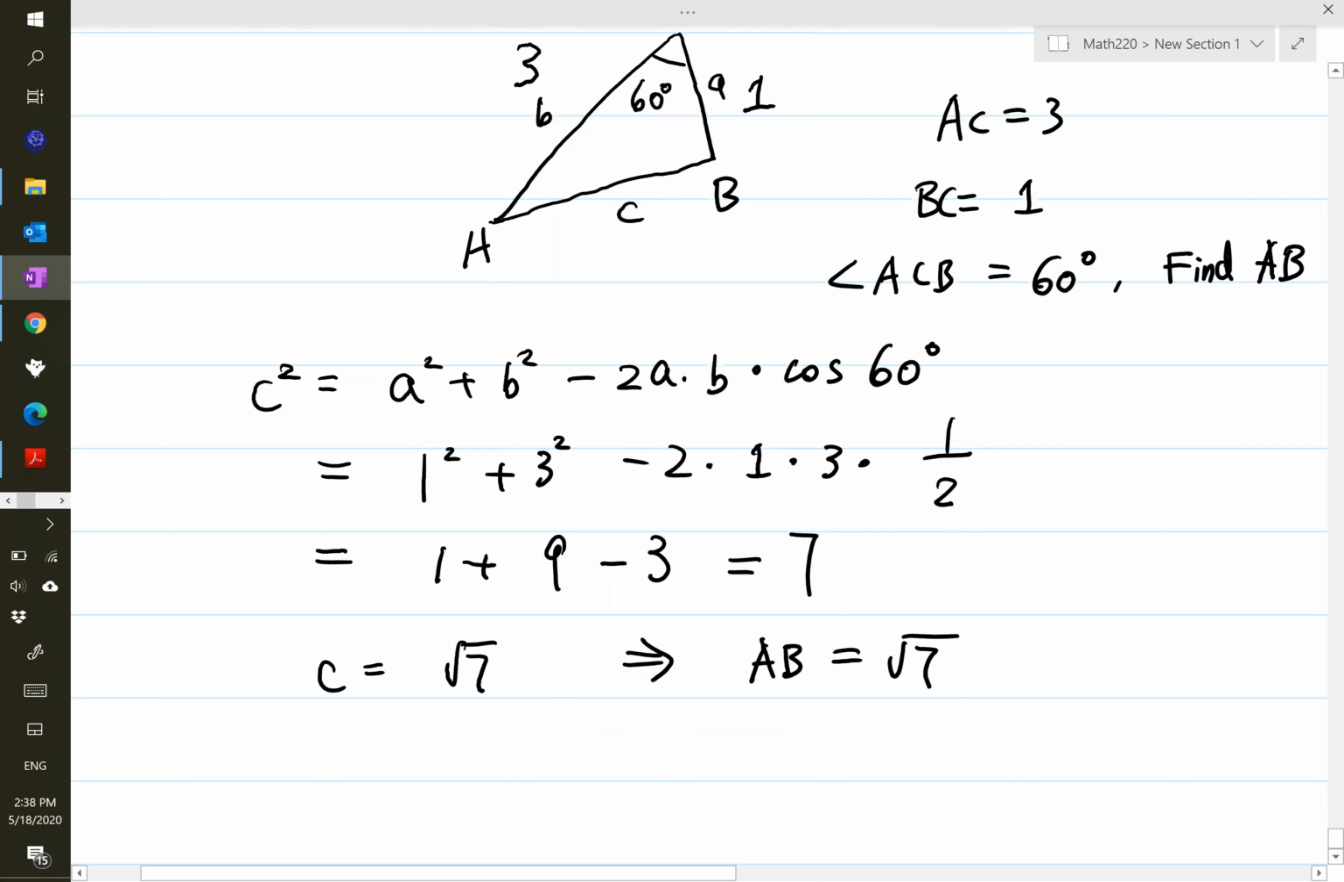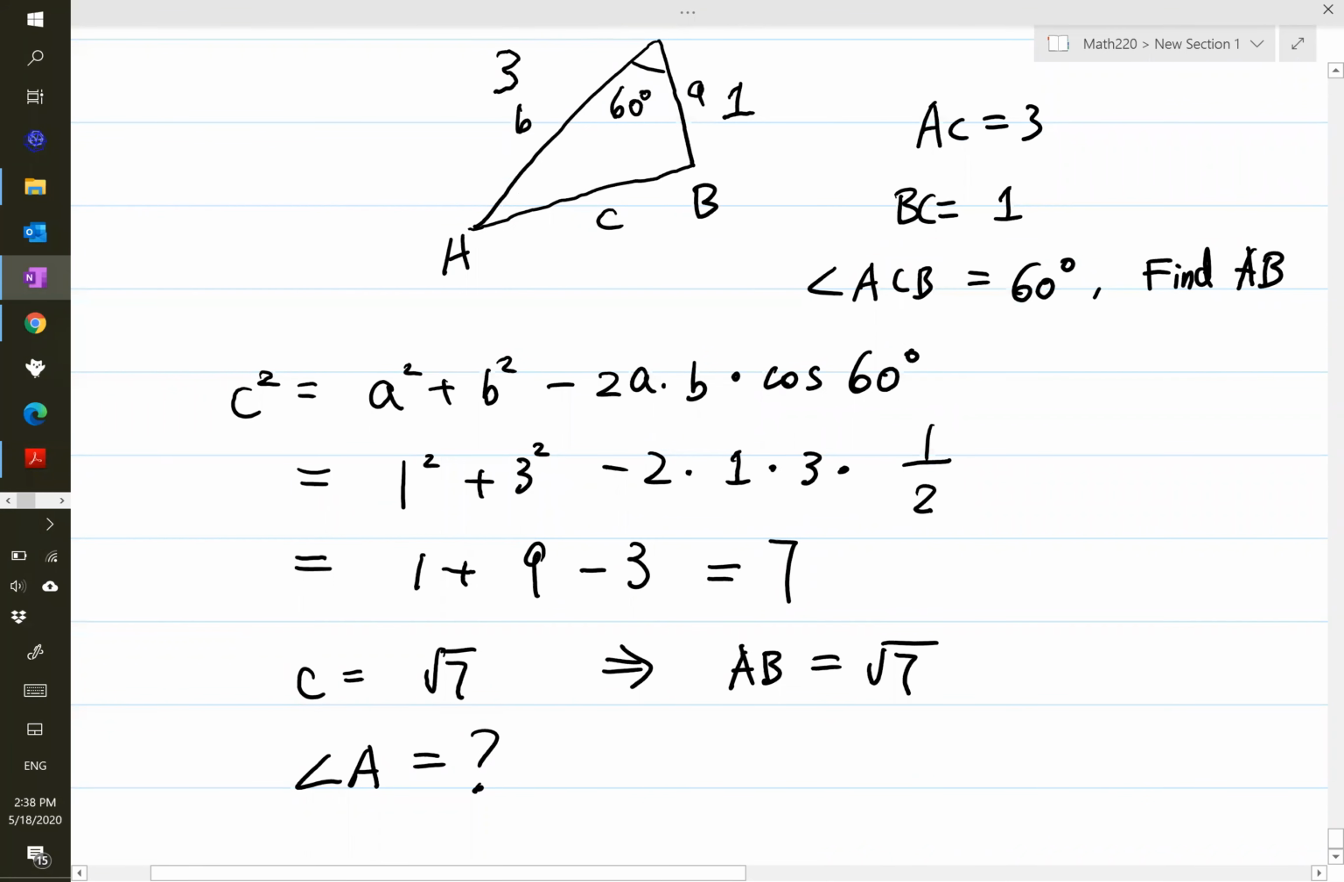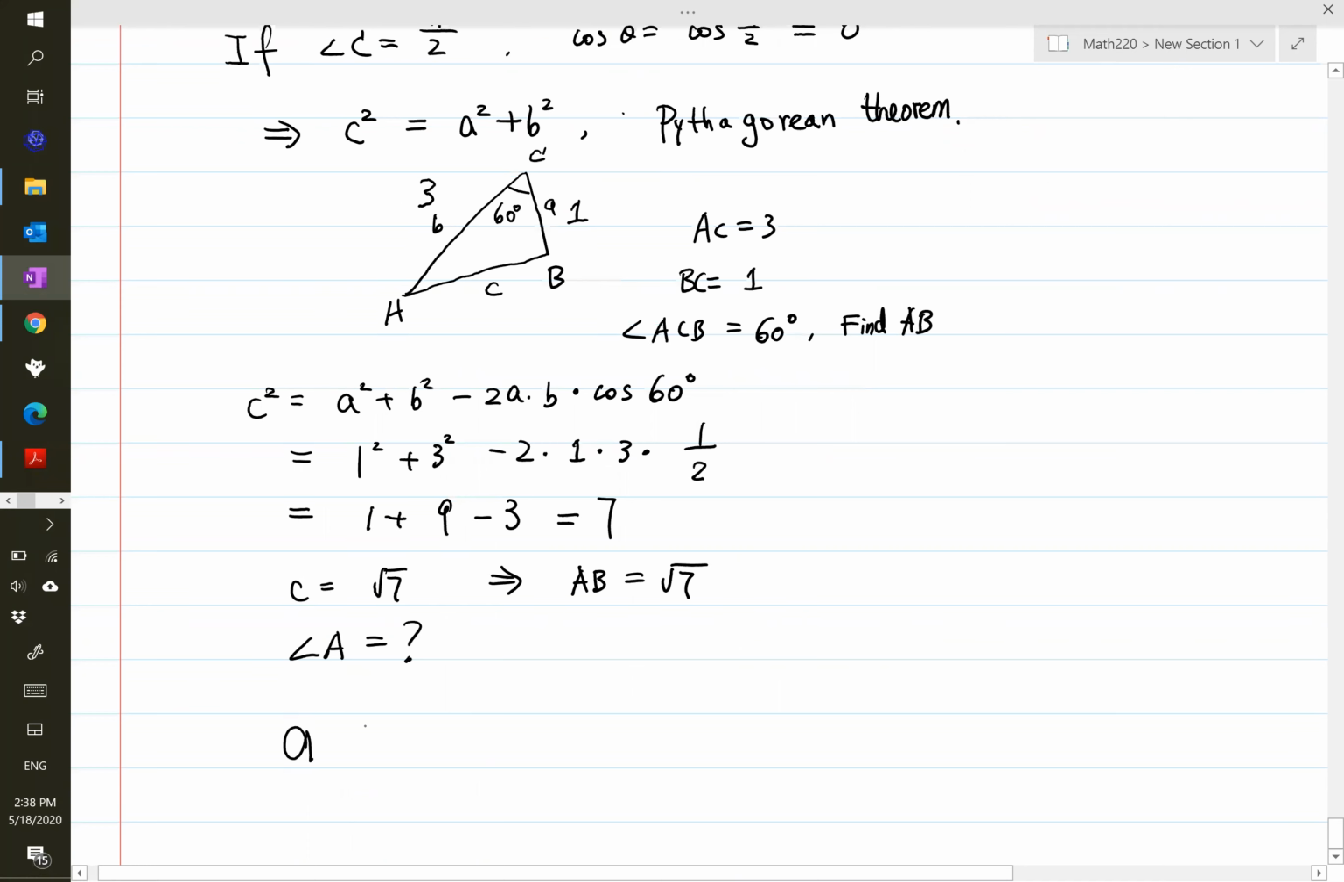For instance, how do we determine the angle A? For this example, by the law of cosines, we have A squared is, similarly, if you permute things around, B squared plus C squared minus 2BC times cosine of the angle A.